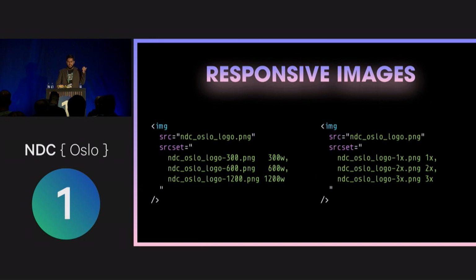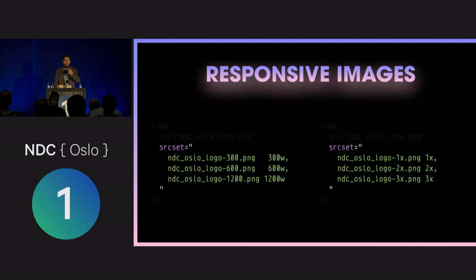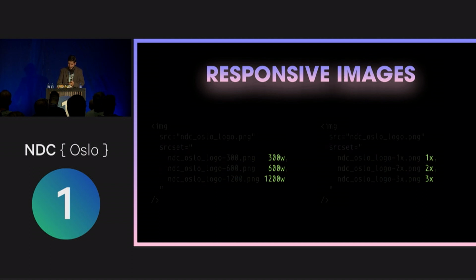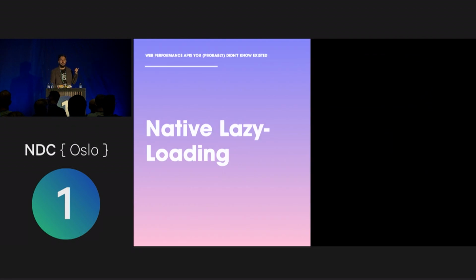So it basically looks like this, and it doesn't replace the source attribute, it's an extra thing. And basically, you can set, for example, different versions of the same image based on some width ratio or some device pixel ratio. That was this. The next two things are native stuff that we are used to having our own solutions for. The first one is native lazy loading. So we have plenty of libraries out there for doing lazy loading. But now we have this in the browser as well.